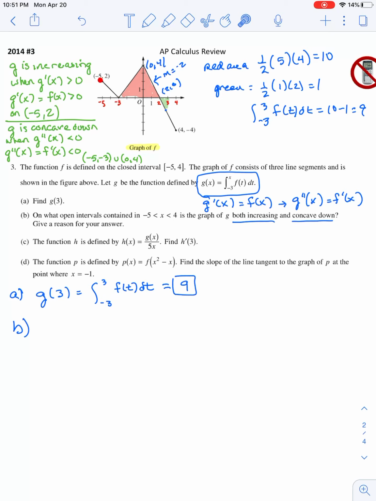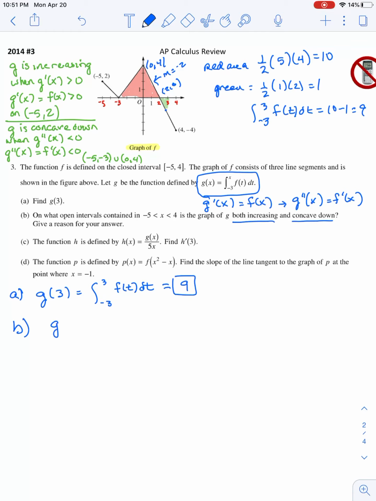Well, f prime is the slope of f, and that'll be less than 0 when the slopes are negative. That's going to happen from -5 to -3, and it's also going to happen from 0 all the way to 4. That's when g is going to be concave down. Now, where do those overlap? From -5 to 2, and this is -5 to -3, and then 0 to 4. So we've got two places we're going to have to take into account.